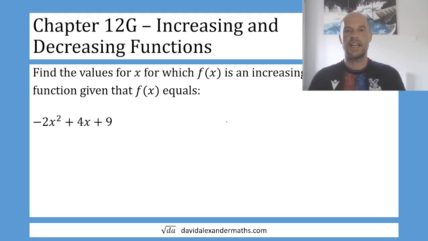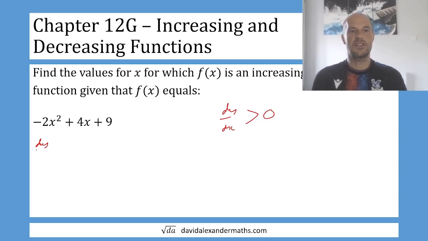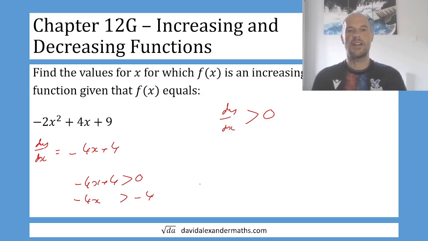Okay, so again, an increasing function means that dy by dx must be greater than 0. So let's differentiate our equation. So dy by dx is going to be minus 4x plus 4. So minus 4x plus 4 needs to be greater than 0. So minus 4x needs to be greater than negative 4. Let's get rid of the negatives. So that means 4x, we need to reverse the inequality though. 4x is less than 4, so x is less than 1.